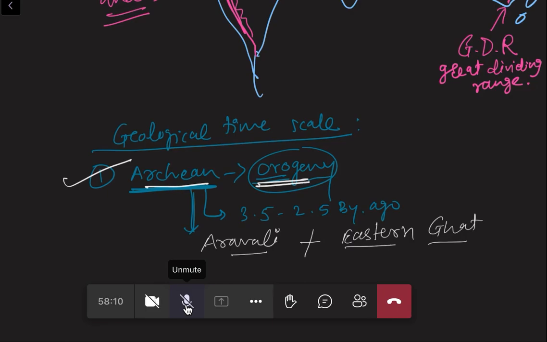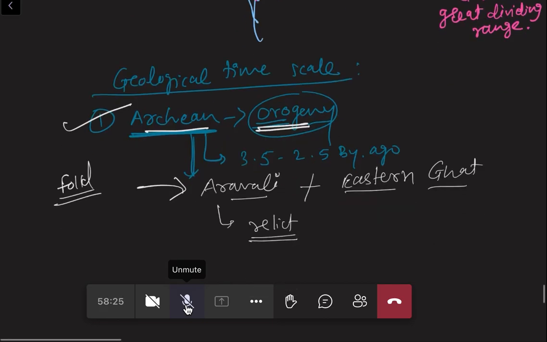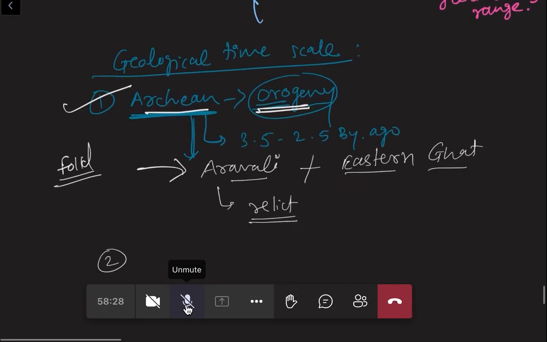Earlier Aravalli mountains were fold mountains. Remember this. Earlier Aravalli mountains were fold mountains, but now they are degraded. They have become relict mountains. Then there was the second orogeny. After the Archean orogeny, there was the Caledonian.